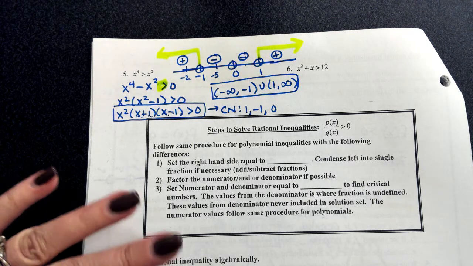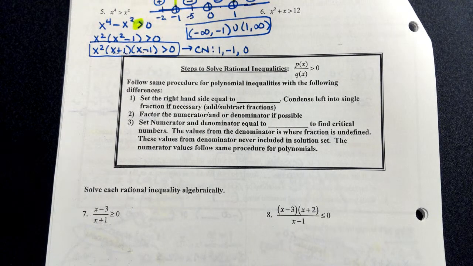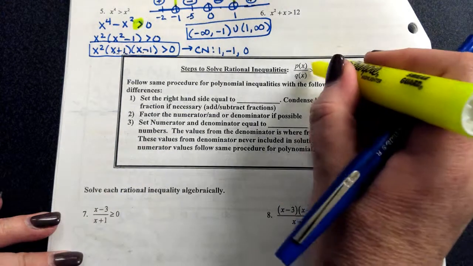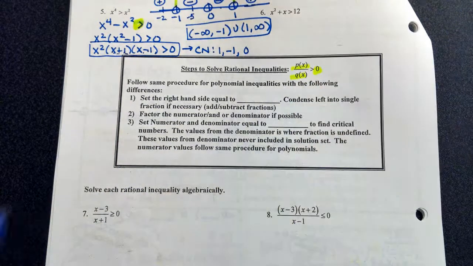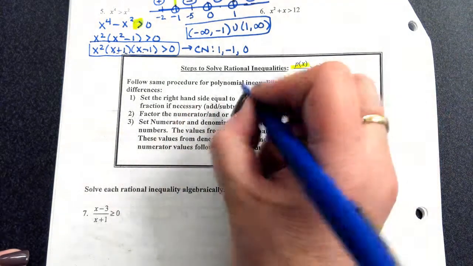All right, if you can do a polynomial, you can do a rational inequality as well. It's the same number line test. Again, you still want to make sure you have a 0 on the right and your fraction is on the left. So you're going to set the right-hand side equal to 0.